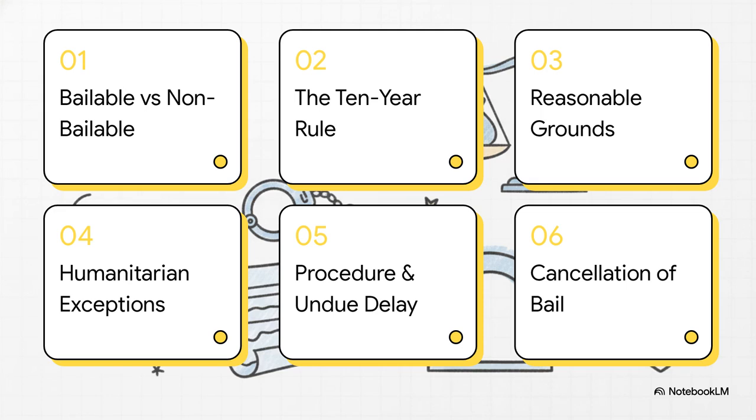All right, let's dive into this. Here is our roadmap for today. First, bailable versus non-bailable offenses. Second, the 10-year rule. Third, assessing reasonable grounds. Fourth, humanitarian exceptions. Fifth, procedure and undue delay. And finally, cancellation of bail. Let's get right into it.